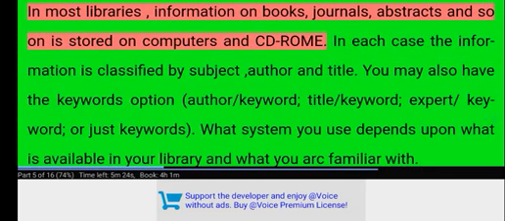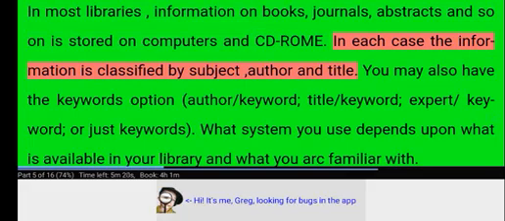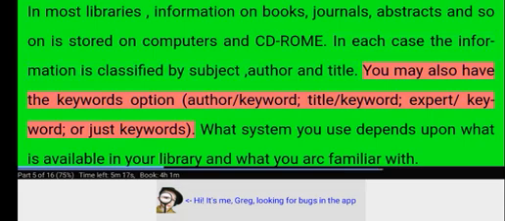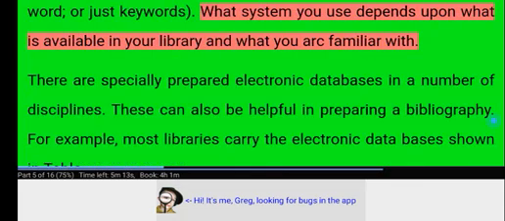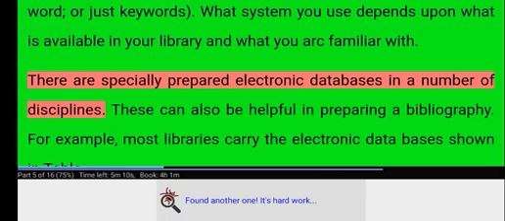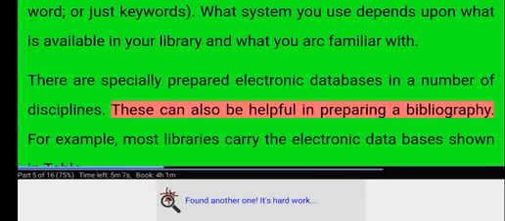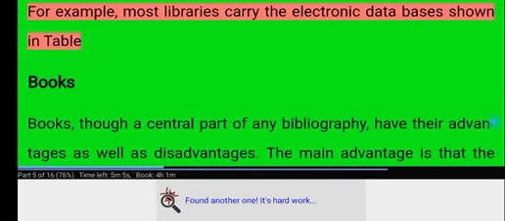In most libraries, information on books, journals, abstracts and so on is stored on computers and CD-ROM. In each case, the information is classified by subject, author and title. You may also have the keywords option: author keyword, title keyword, expert keyword, or just keywords. What system you use depends upon what is available in your library and what you are familiar with. There are specially prepared electronic databases in a number of disciplines. These can also be helpful in preparing a bibliography. For example, most libraries carry the electronic databases shown in the table.